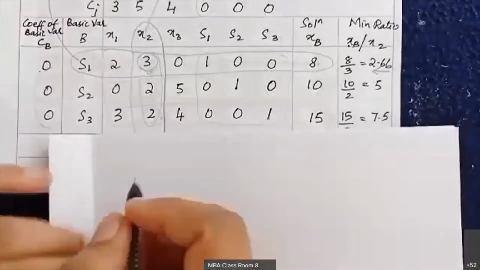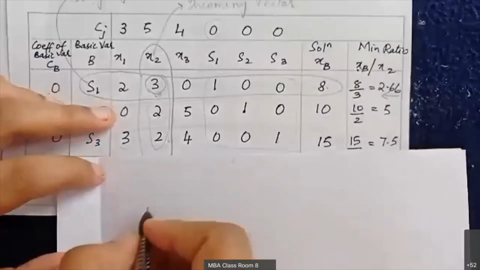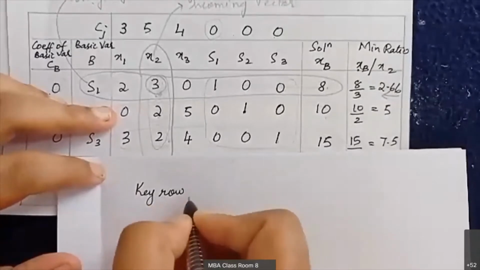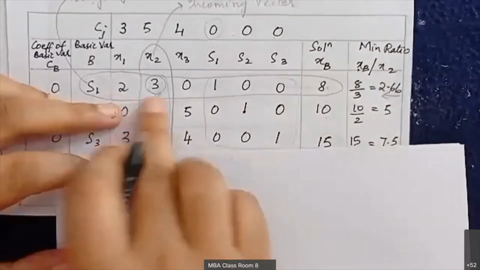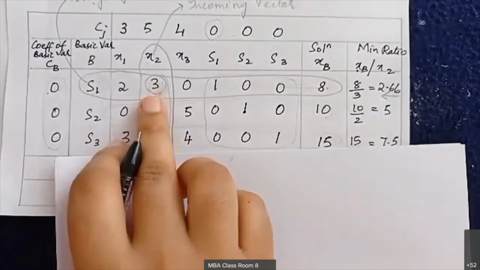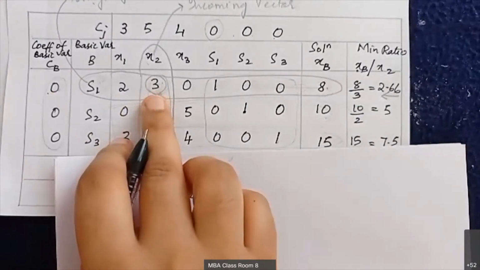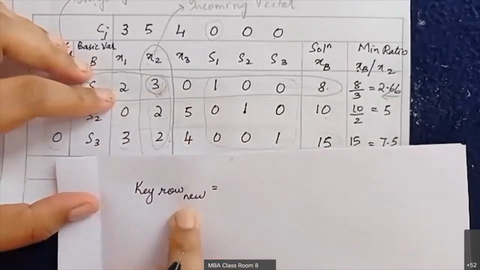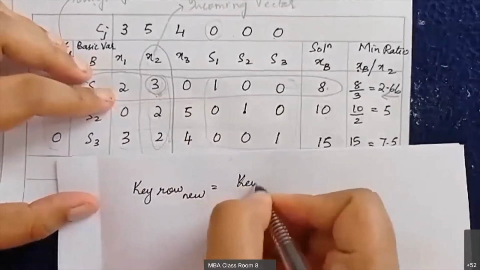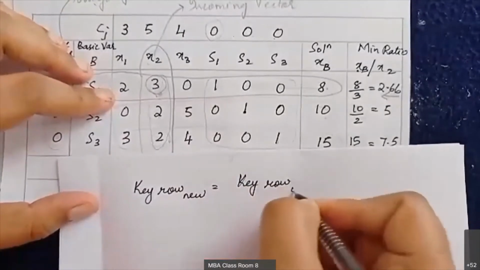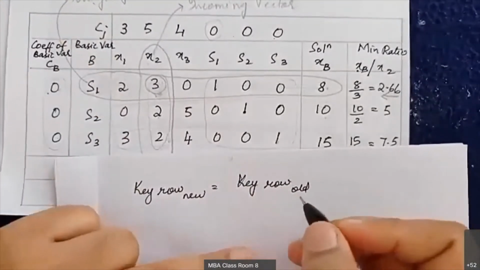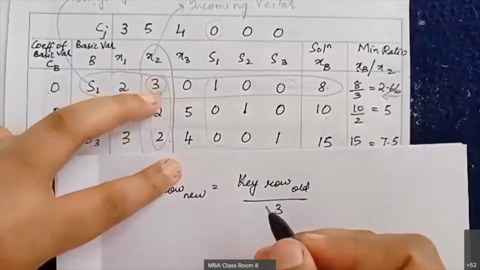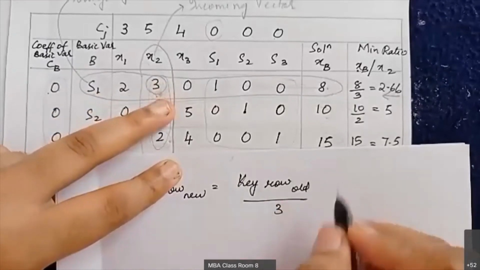Tell me the key row. What will happen to the key row? Key row new, how is it going to change? I already told you in the key row, the key element should become 1. In the new simplex table, key element should become 1. For that, what should I do? Key row new is equal to key row old, tell me somebody, divided by 3. If I'm dividing 3 divided by 3, it will become 1, right? That is why we are performing this operation.